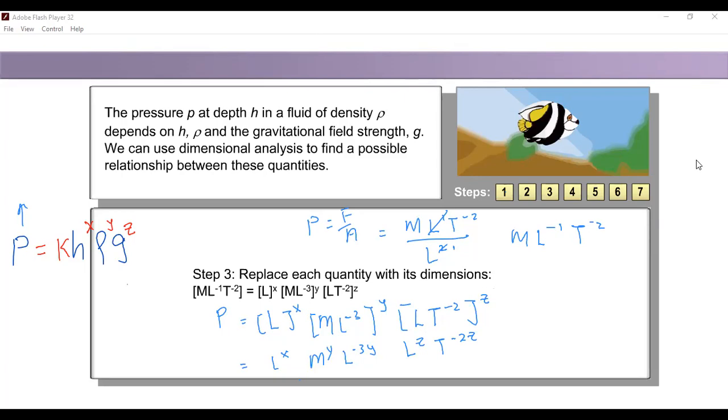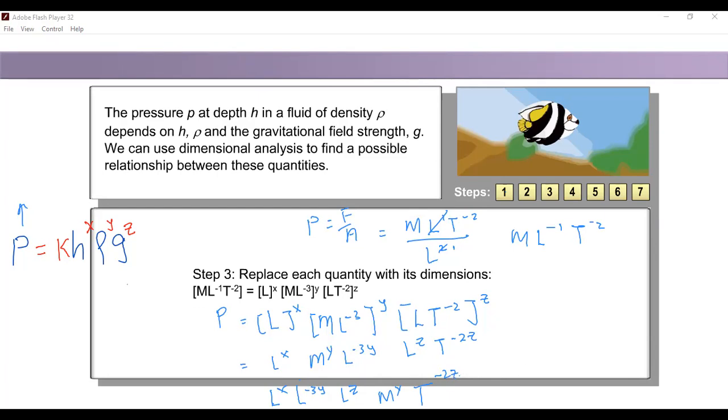So, okay, let's digest this. Now we arrange all the X, L, and L, and L, and put it together. From here, I will get L, X, L, negative 3Y, and L, Z. L, I put together already. Then M, only Y only. T, how many T? 1 T, negative T, negative 2, Z.